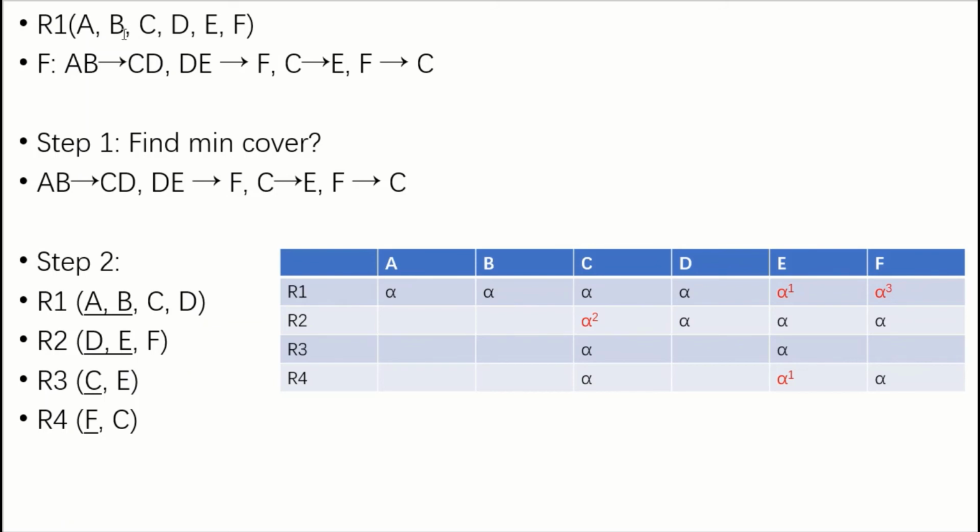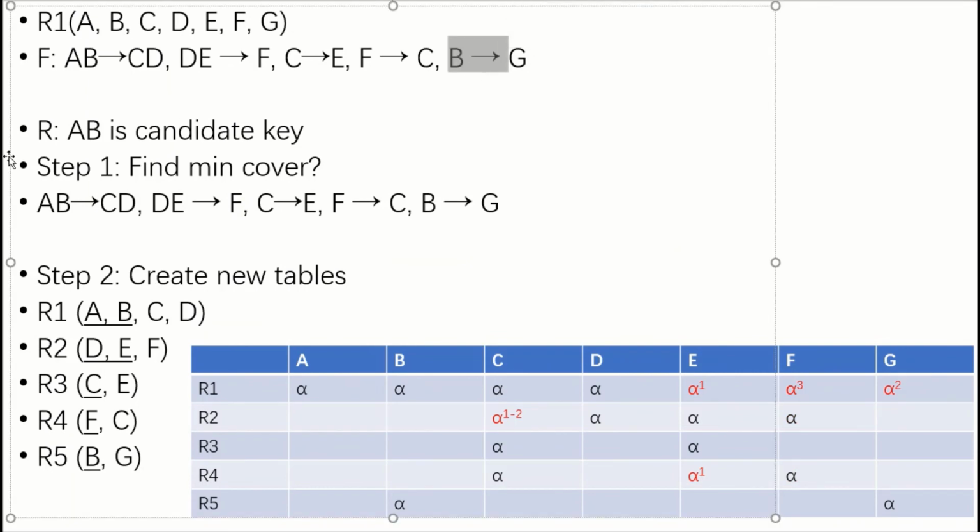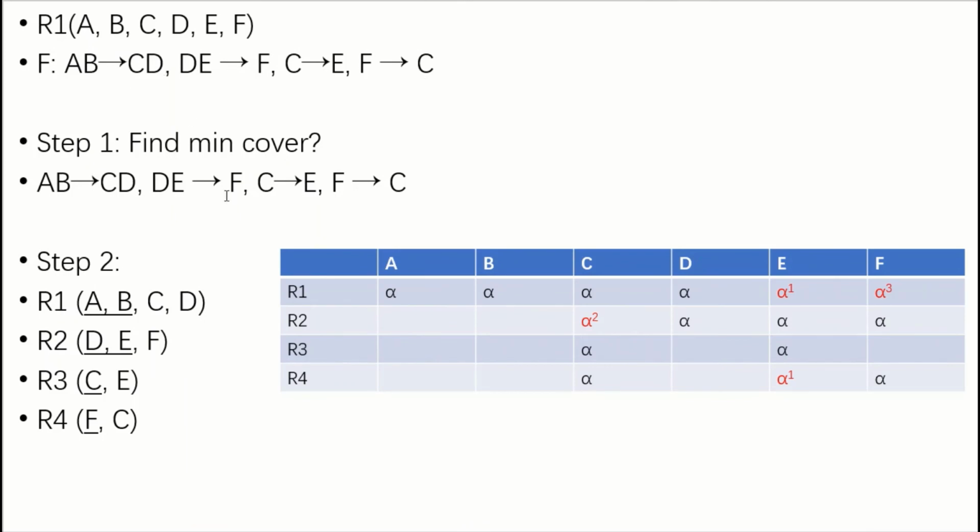In the next example, I have A, B, C, D, E, F. It is in fact the same as this, just that I removed this last FD. So the minimum cover will definitely be the same. This will form 4 tables: ABCD, DEF, CE, and FC. I have this table with A, B, C, D, E, F, 4 rows, R1 to R4, and fill up the alphas for my respective attributes.